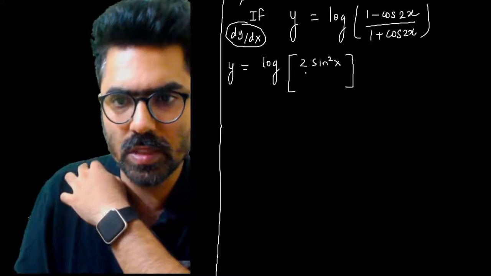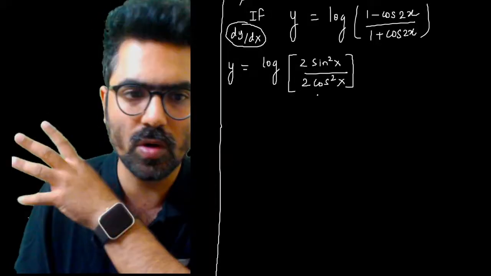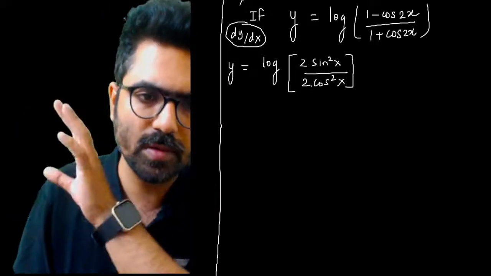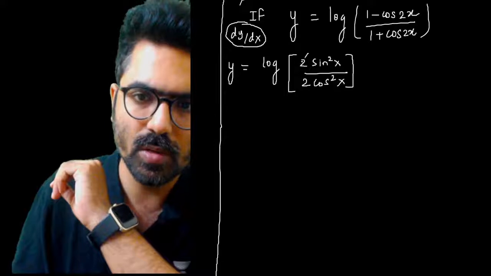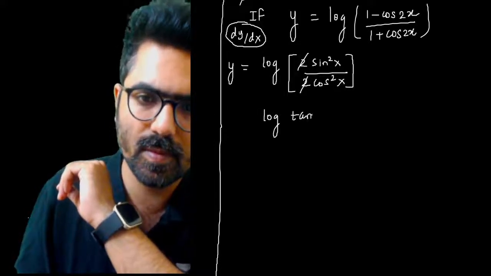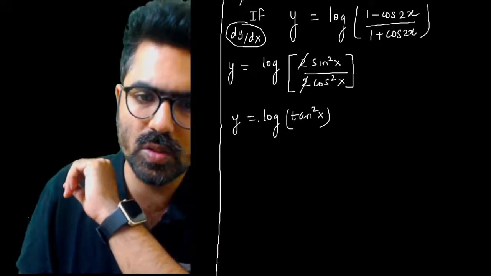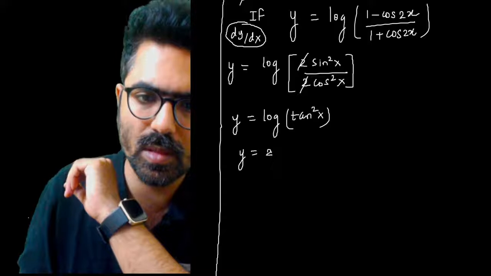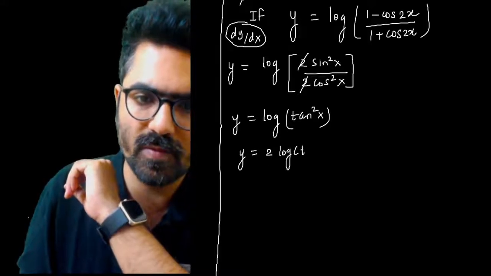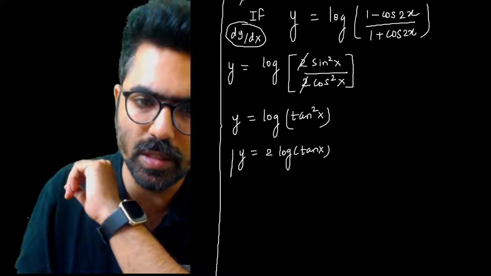1 minus cos 2x formula is 2 sin square x. This is a formula. If you are not aware of it or do not remember it, you have to write it and do it. Okay, 2 gets cancelled. This is log of tan square x. So now this square gets outside, 2 log of tan x. This 2 is outside, and here we are going to take the derivative.